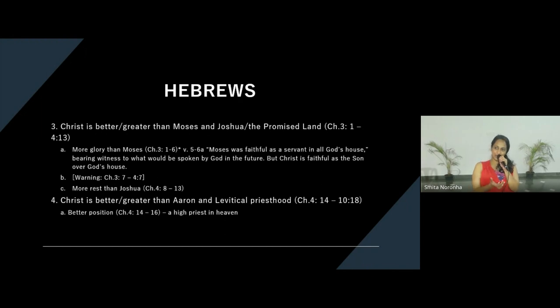The rest that is offered to the Israelites was the promised land. But in the new covenant, our rest is in Christ himself. And Christ offers a greater rest than the rest that was given to them in the Old Testament. Because this is a place of eternal rest in Christ.